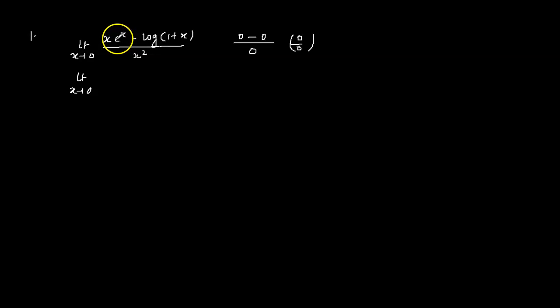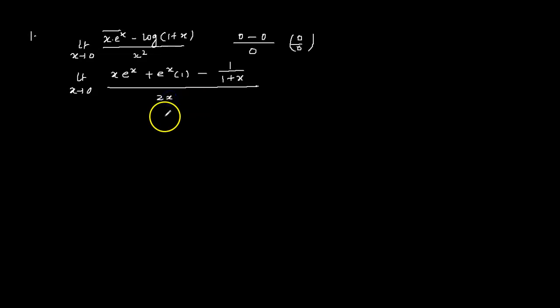So what is L'Hospital's rule? Differentiate the numerator and the denominator separately. When differentiating, we have to apply the u into v formula because two functions are multiplied. So the differentiation of x into e power x is e power x plus x e power x, and the differentiation of x is 1, minus the log differentiation, which is 1 upon 1 plus x, divided by the differentiation of x square, which is 2x.